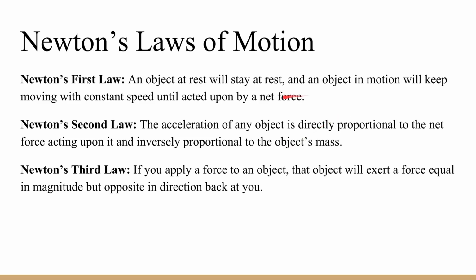Now, make sure you take note: net force. A net force is an unbalanced force. If you pull on a rope, let's say in tug of war, and there are two people acting with the same amount of force on both sides, the rope will not move. Even though there are forces acting on it, there's no net force. The forces are balanced. They all cancel each other out because they're going in different directions.